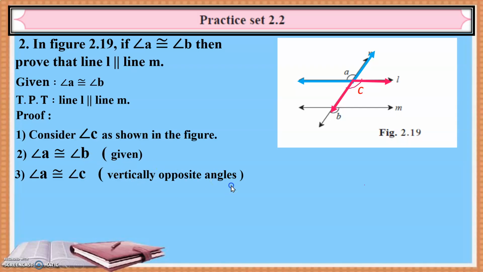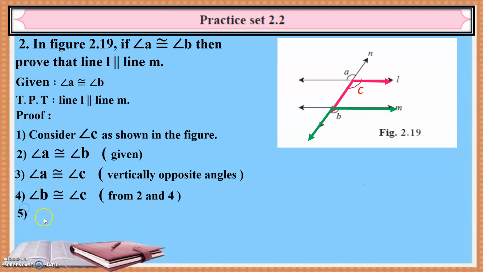Okay, now from this statement we can say that angle A is congruent to C and angle A is congruent to B. That means I can say that angle B will be congruent to C. Correct? So I write angle B congruent to angle C from 2 and 4. But these are which type of angles, students? They are corresponding angles. See, angle B and angle C are corresponding angles. So if the corresponding angles are equal, the lines will be parallel. Line L will be parallel to line M. So we write the statement, therefore line L parallel to line M, by which test, corresponding angles test.